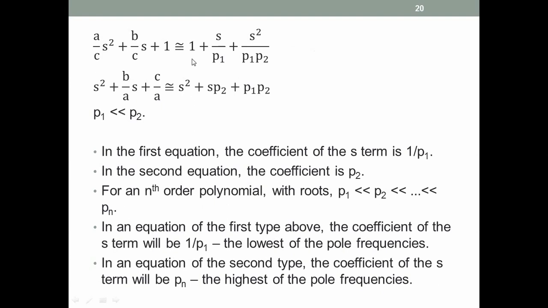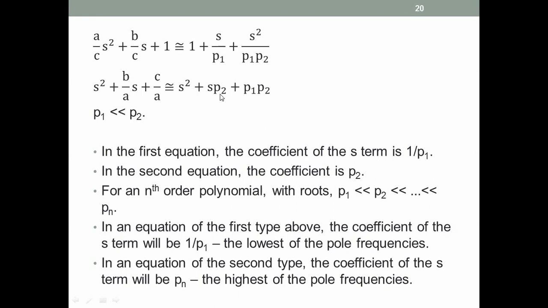Okay. So I've written the first form and the second form. The first form was a by c s squared. The constant term was 1, and here the s squared term has a coefficient 1. So I've written this here and I've written this here. Well, p1 and p2 are the same, and p1 much less than p2 is the assumption in writing these two equations. So what we notice here is that the coefficient of the s term in this form of the equation is 1 by p1. In this form of the equation, the coefficient of the s term is p2.